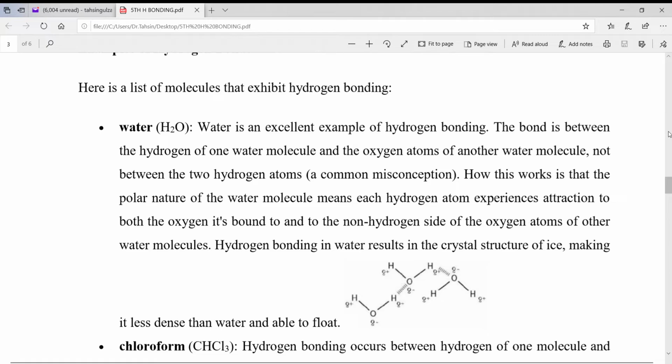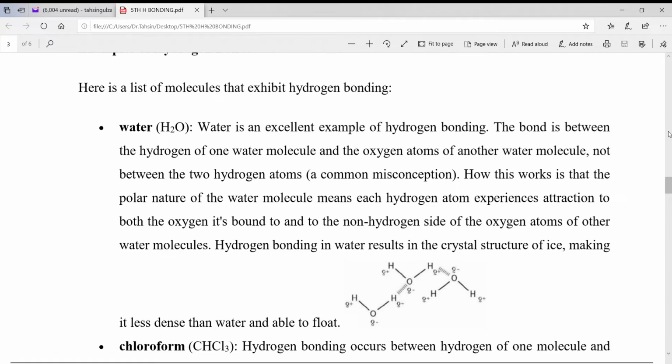Everything in nature is not useless. Why is this hydrogen bonding important? Hydrogen bonding in water results in the crystal structure of ice, making it less dense than water, so ice floats on the water level. Due to this floating of ice and not making the whole water ice is very essential for the life of aquatic animals in the sea, river, ocean, lakes, ponds, etc.